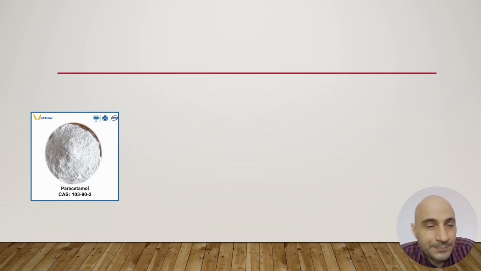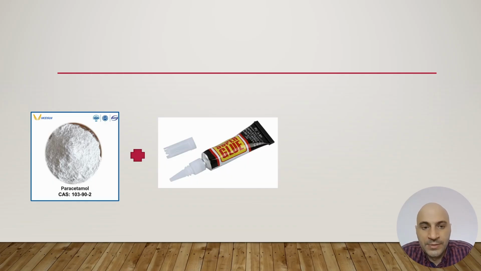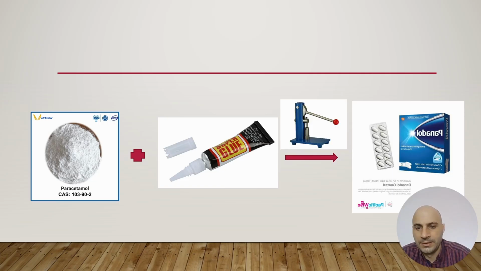So how to make a drug suitable for administration? Let's say I have a paracetamol powder and I want to give it to a child, or I want to give it to an adult. What is the easiest way to make it? One suggestion is just to glue it together. So I take this paracetamol and then I mix it with the glue, and then I press it and make it into a tablet, and we get paracetamol.